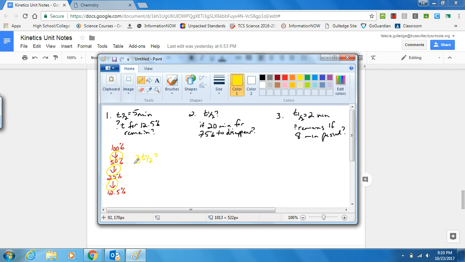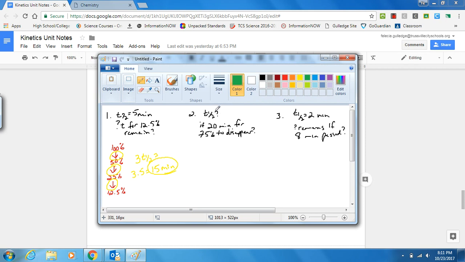Now, if 1 half-life is 5 minutes, how many would 3 half-lives be? Well, that would just be 3 times 5, which is equal to 15. What's the time unit we're working with? We're working with minutes. So you see how I'm just reasoning through these questions. So this is how I would answer number 1. Now let's look at number 2.